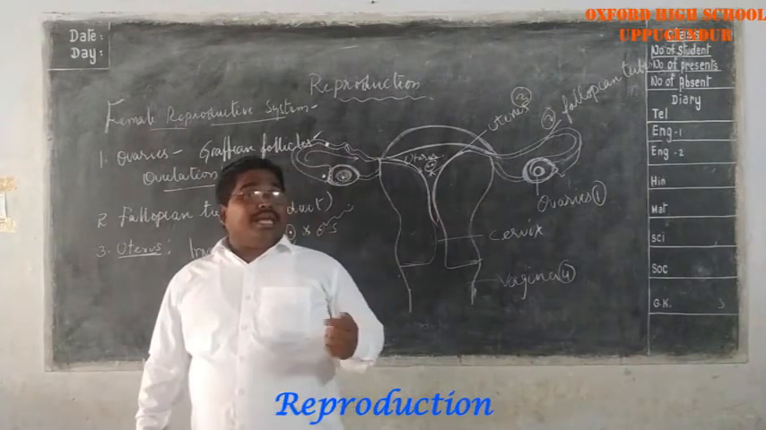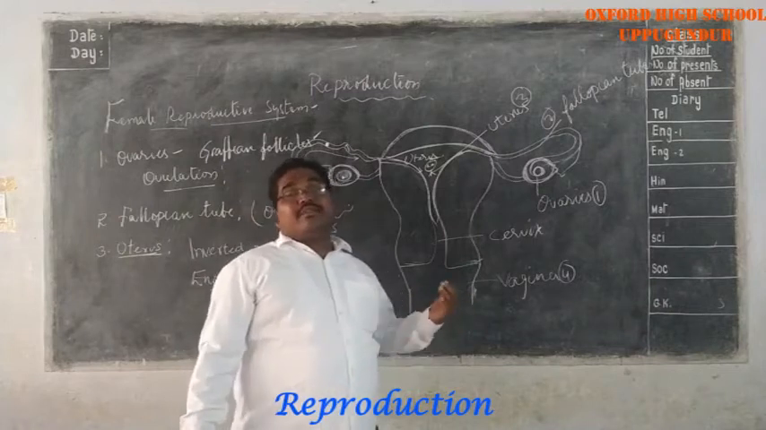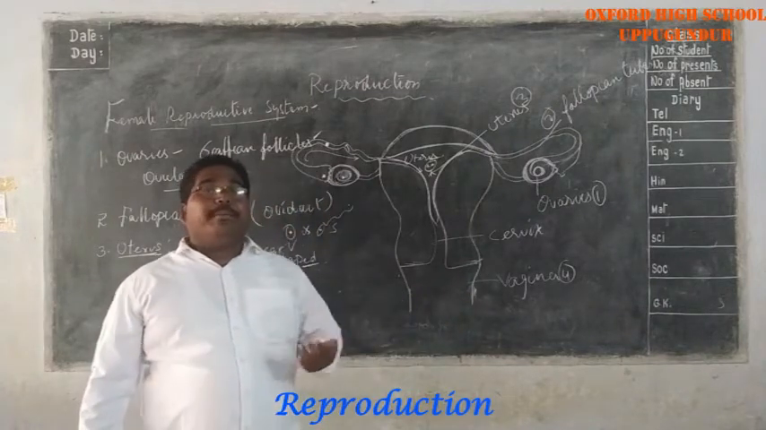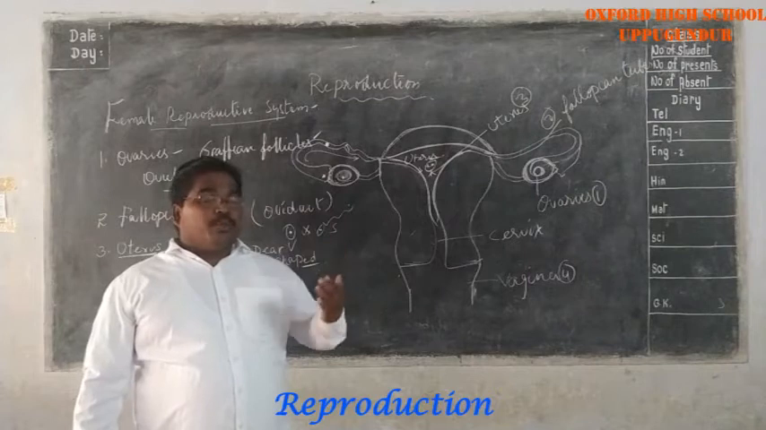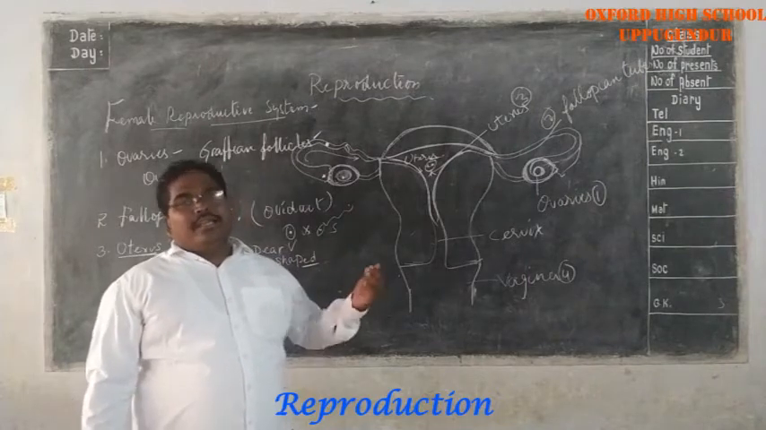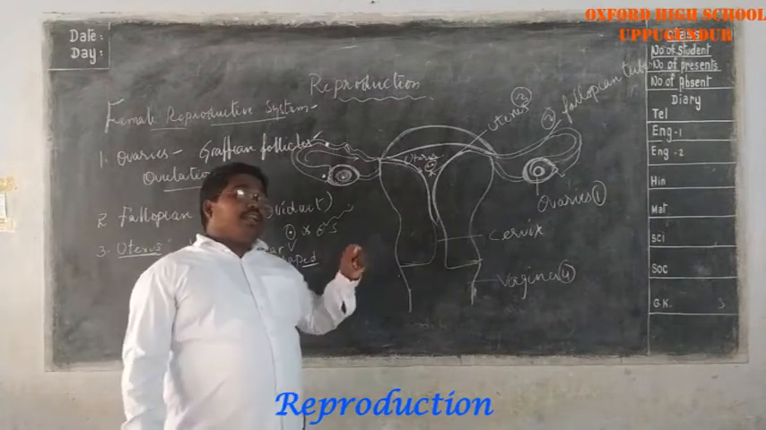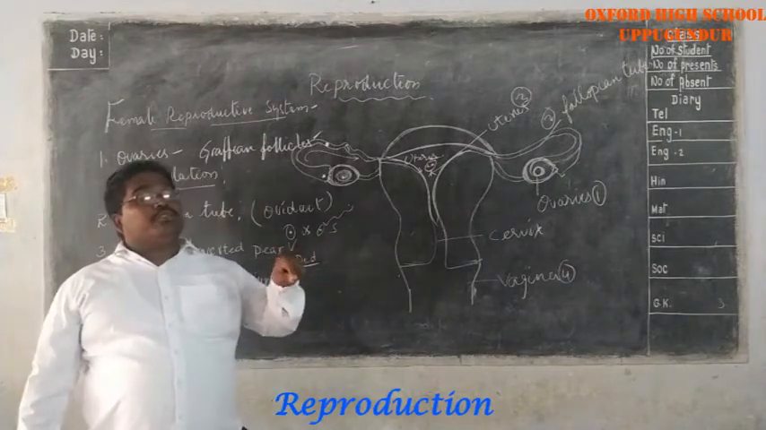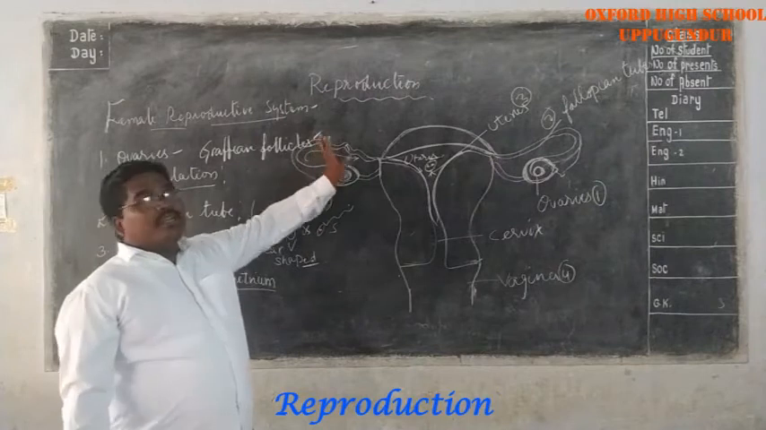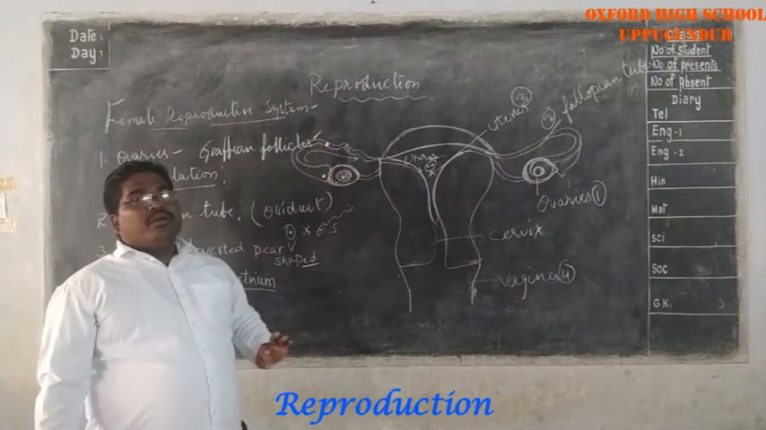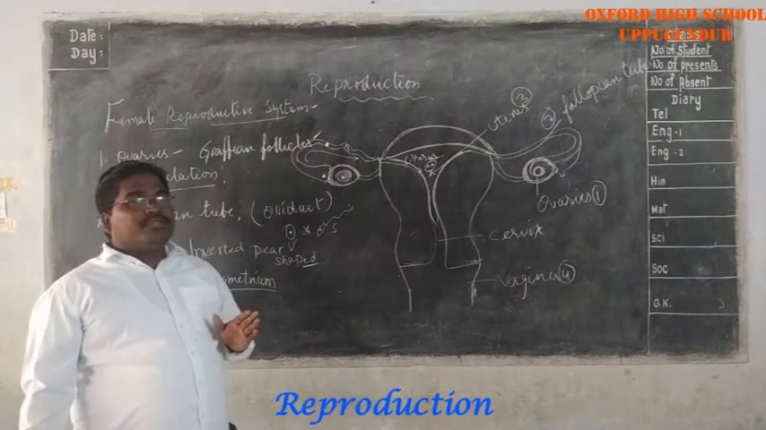Okay, so the uterus is very important. These layers are very important for the nourishment of the embryo and also for the disposal of the waste materials of the embryo. Okay, do you understand about this one?